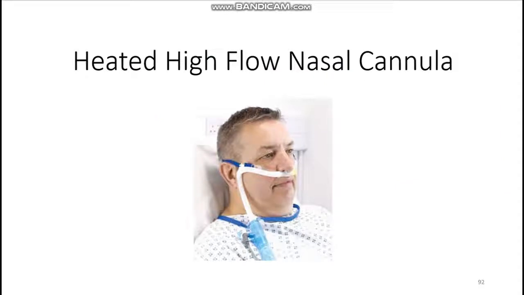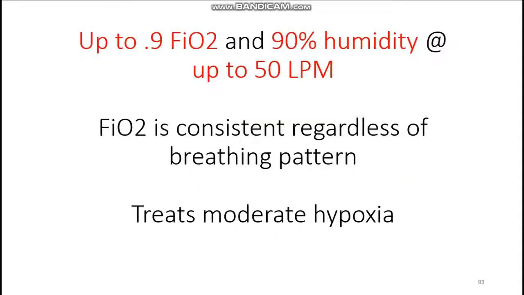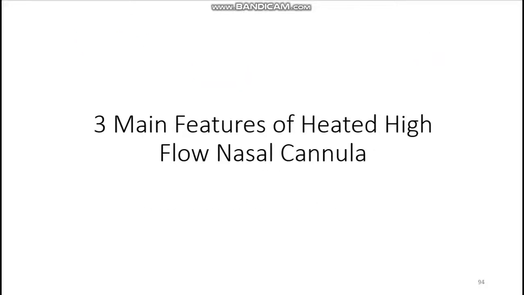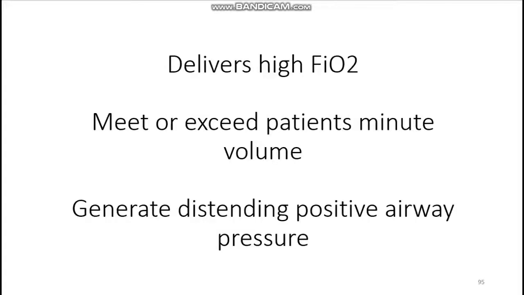Heated high-flow nasal cannulas produce up to 0.9 FiO2 and 90% humidity at up to 50 lpm. The fractional inspiration of oxygen is consistent regardless of breathing pattern, and it's used to treat moderate hypoxia. The 3 main features of heated high-flow nasal cannula are: it delivers high fractional inspiration of oxygen. It meets or exceeds the patient's minute volume. It will generate distending positive airway pressure.